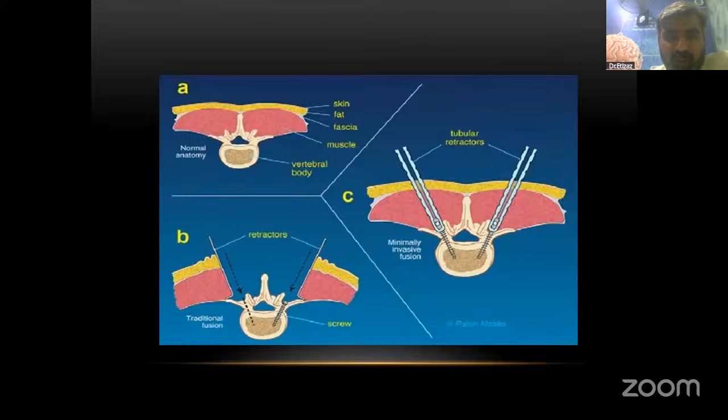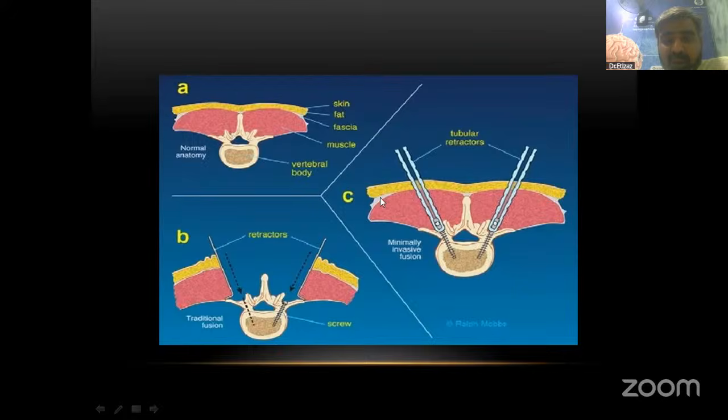So for this one, you have to know the idea when we are talking about open standard surgeries. Look at this picture of the posterior part of the spine: skin, fat, fascia, the huge bulk of muscle in the thoracic spine. When doing posterior standard open surgeries, we have to go through all these structures, and then we reach the posterior side, this area.